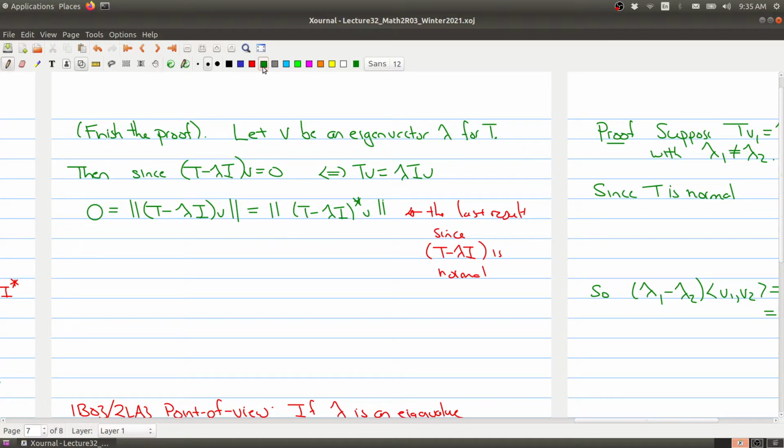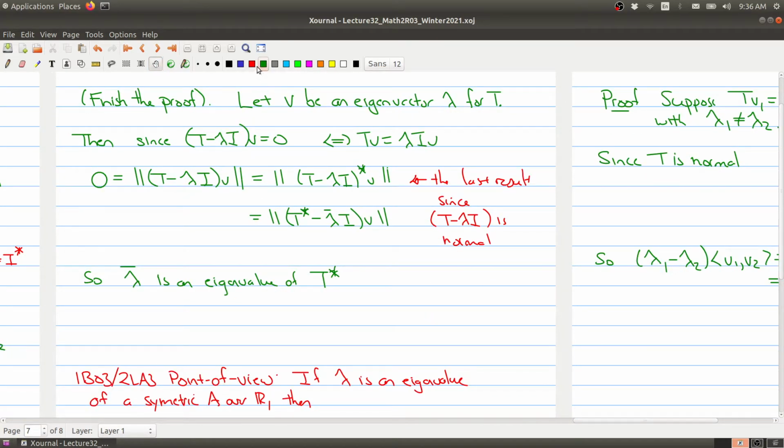Now you can expand this out. So this is T star, or the adjoint of T, minus the conjugate of lambda I, applied to v. I'm just bringing the adjoint inside. So we get that the conjugate of lambda is an eigenvalue of T star.